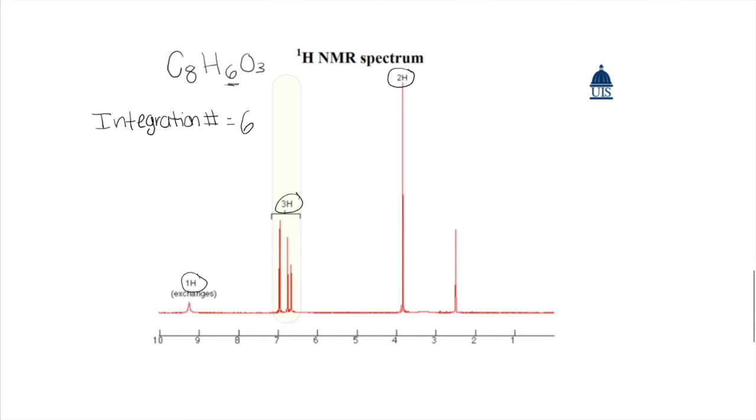Also, by looking at this graph, I can see that this hydrogen here exchanges, which tells us that we probably do have an alcohol in our structure. This group here, right in between the 6 and 7, tells me that there's probably a benzene ring. So I'm just going to go ahead and draw a structure and try to see if we can figure out what it is for our formula.